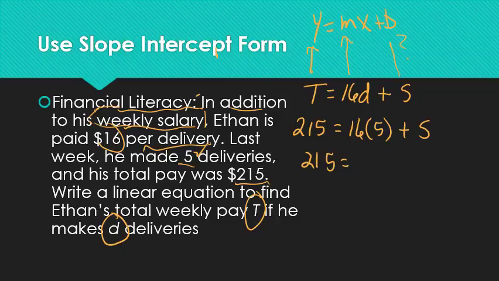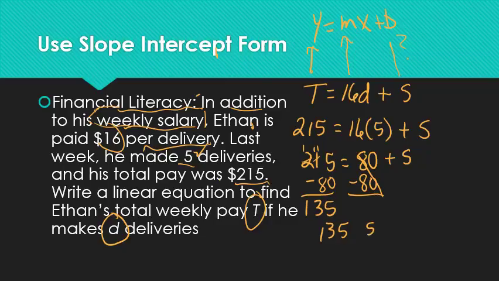Okay, 5 times 6 is 30, 0, carry 3, 5 times 1 is 5. So we got $80 in deliveries, plus his weekly salary. We're going to subtract 80 from both sides, and this will give us our weekly salary. And over here, they're going to cancel. And let's see, 215 minus 80, 5 minus 0 is 5. Let's borrow the 1. 11 minus 8 is 3. And 1. So his weekly salary is $135.